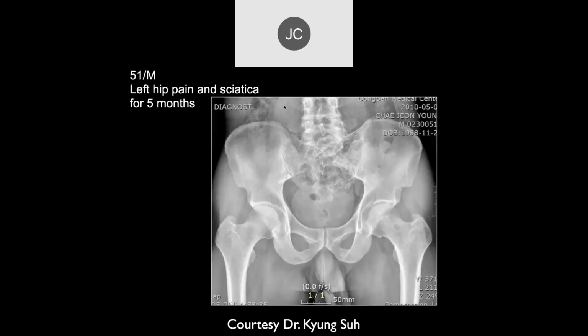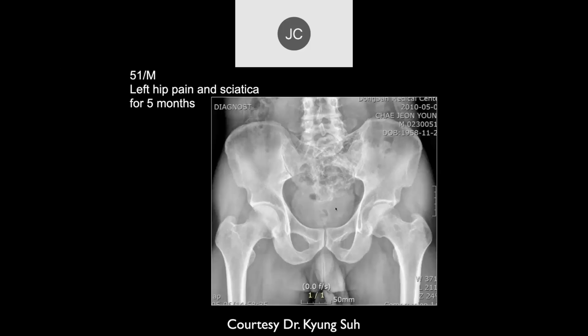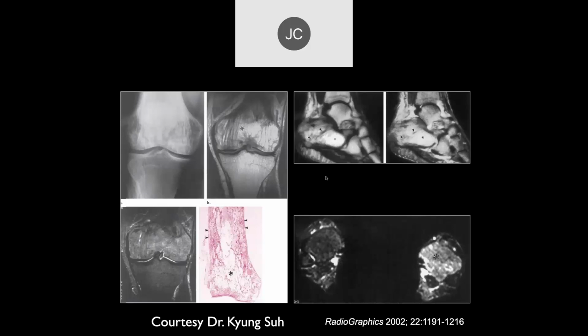I can't tell if that's edema on the T2. Here you see all this in here. Looks like a lot of fat replacement, a lot of loss of trabecular bone in through here.